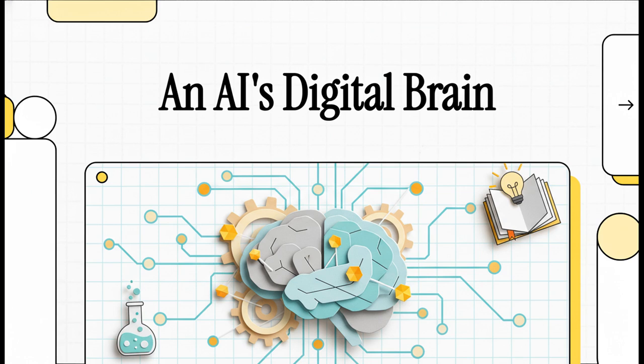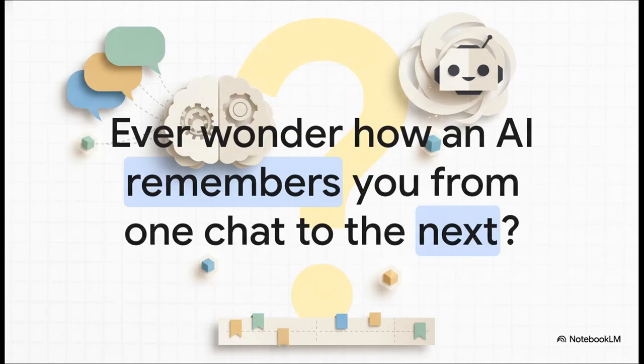So let's get started. You've probably had this happen, right? You're in a chat and the AI brings up something you mentioned 5 minutes ago, or maybe even from a conversation you had yesterday. How on earth does it do that? It's not magic, I promise. It's just a really clever system. And that's the mystery we're going to solve today.